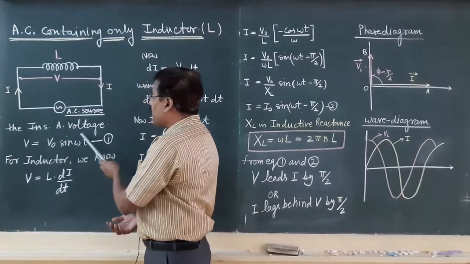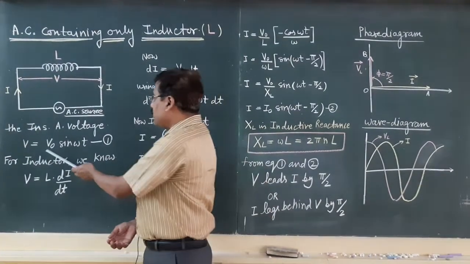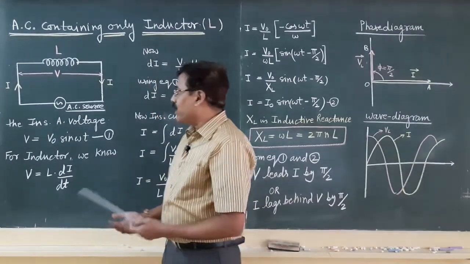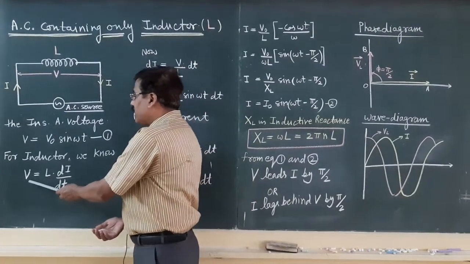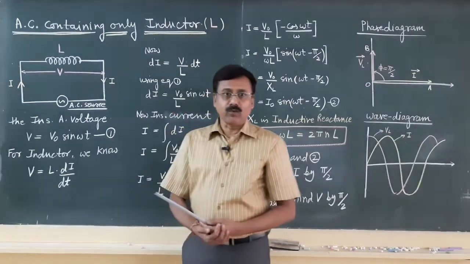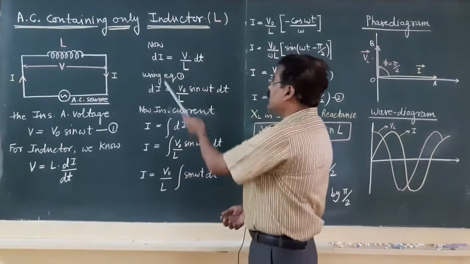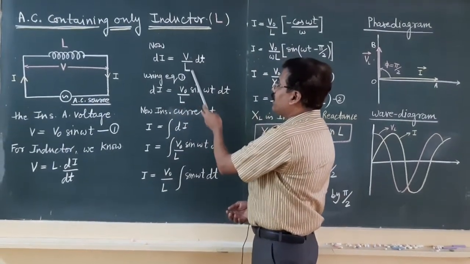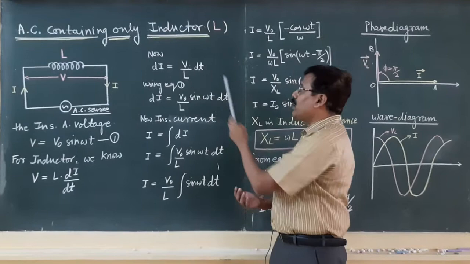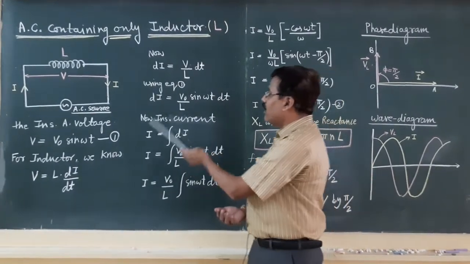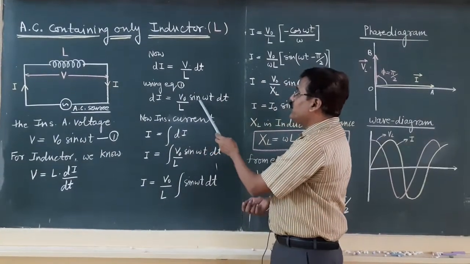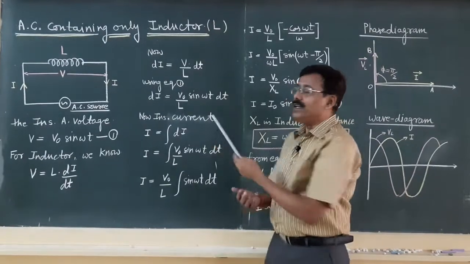The instantaneous alternating voltage is given by V = V0 sin omega t, equation number 1. For an inductor, we also know that the voltage is L di/dt, where di/dt is the time rate of flow of current. From this relation, di = (V/L) dt. This is the small current in a small time dt. If you put the value of V from equation 1, then we have di = V0 sin omega t dt / L.